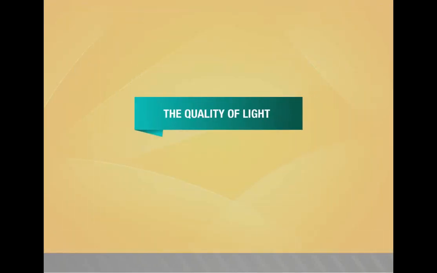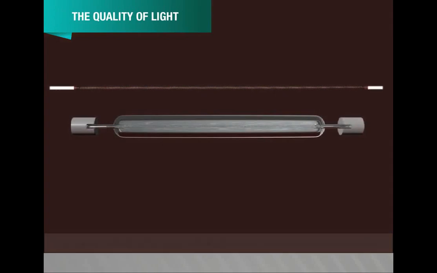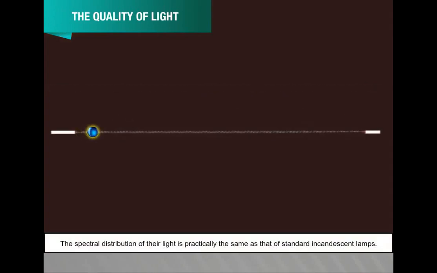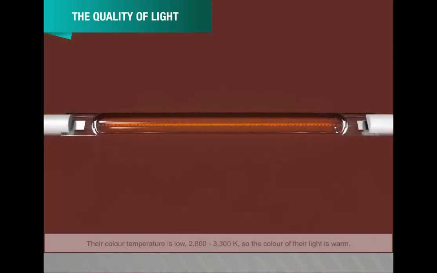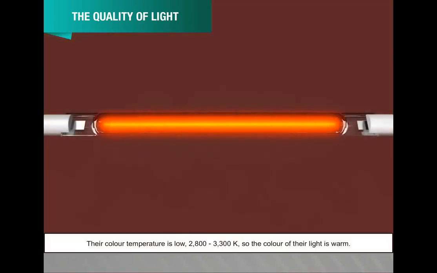The quality of light. The spectral distribution of their light is practically the same as that of standard incandescent lamps. Their color temperature is low, 2800 to 3300 Kelvin, so the color of their light is warm. Their color rendering is excellent, Ra equal to 1A.